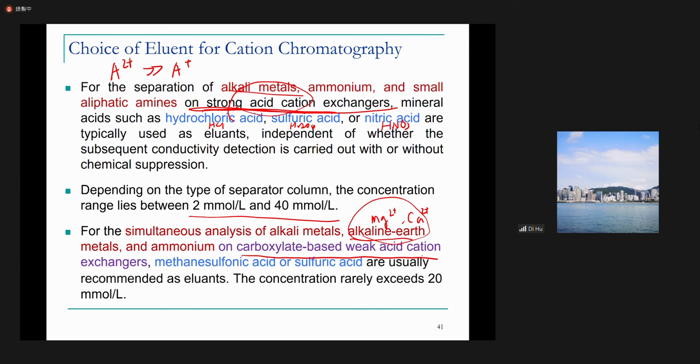The example I showed you earlier is actually a mixture of carboxylate and phosphate, okay? But anyway, it is a weak acid cation exchanger. And for that case, either MSA, methanesulfonic acid, or sulfuric acid is recommended as eluent. But the key point is, if you want to handle the alkaline earth metals and alkali metals together, do not use a strong cation exchanger. Use a weak cation exchanger. Okay, understand? And the concentration rarely exceeds 2 millimole per liter. That's a key point.